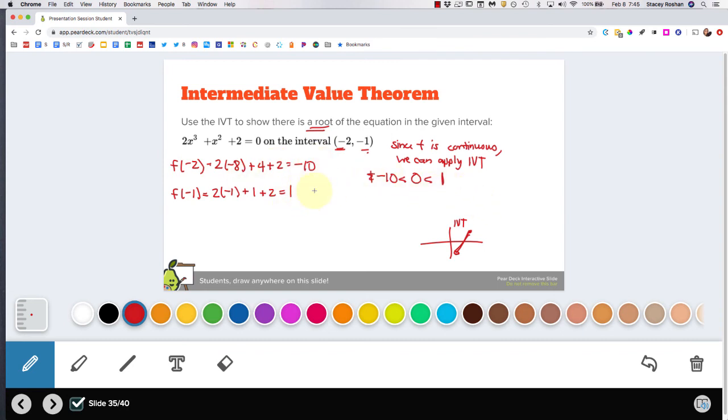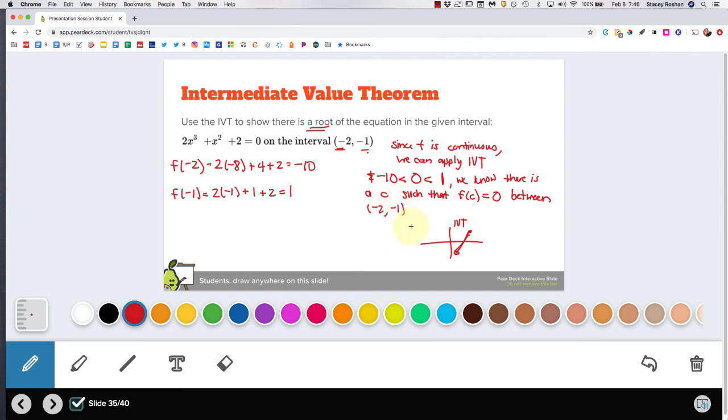It doesn't matter, but you just have to show one or the other. Because 0 is between -10 and -1, we know there is a c or some letter such that f of c equals 0, that's our goal, between -2 and -1.